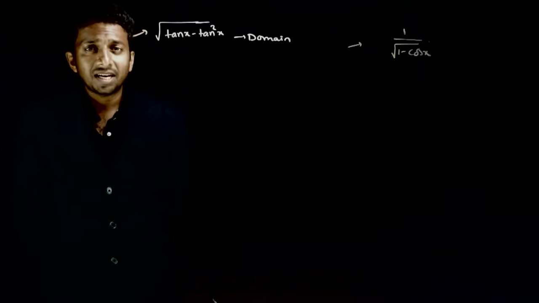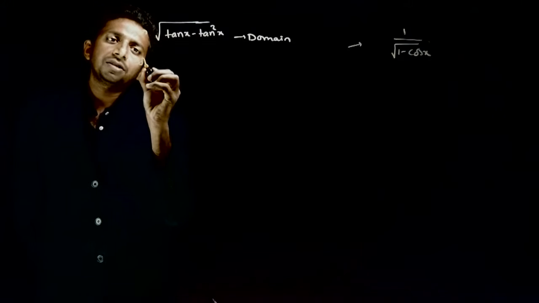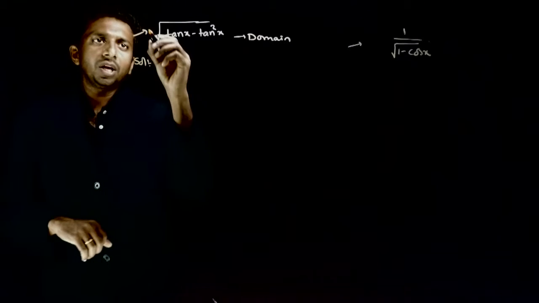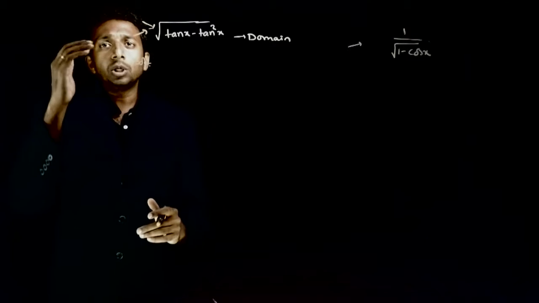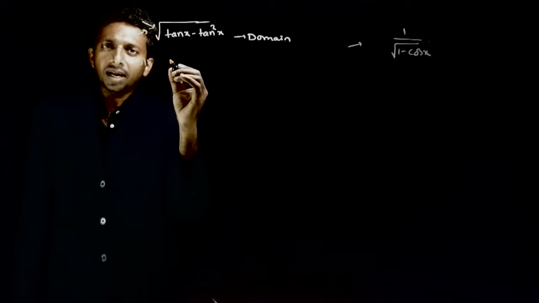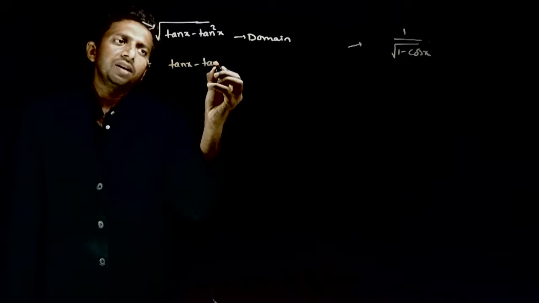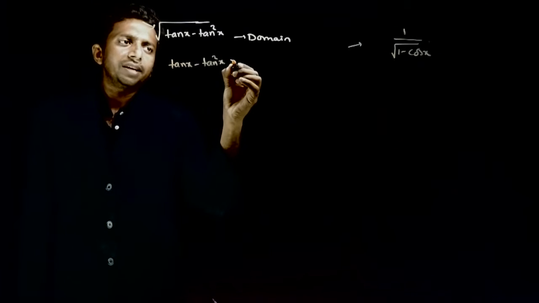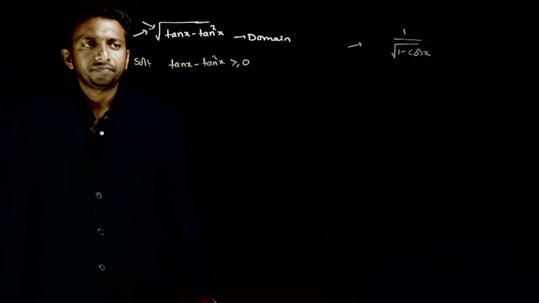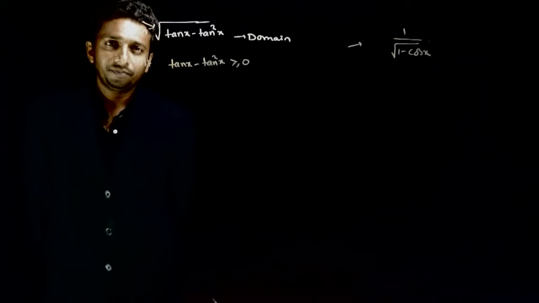So you have to understand the behavior of all the three functions. So first, in the analysis of domain, let us start from the outermost function. Outermost function is square root. सबसे लास्ट में अप्लाई करें. So square root का कंडीशन क्या है? Square root के अंदर जो भी है tan x minus tan square x जो है वो greater than or equal to 0 होना चाहिए. So tan x minus tan square x is greater than or equal to 0.